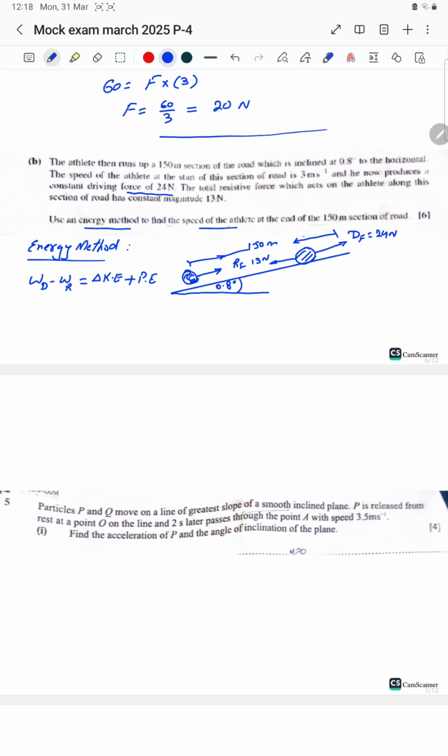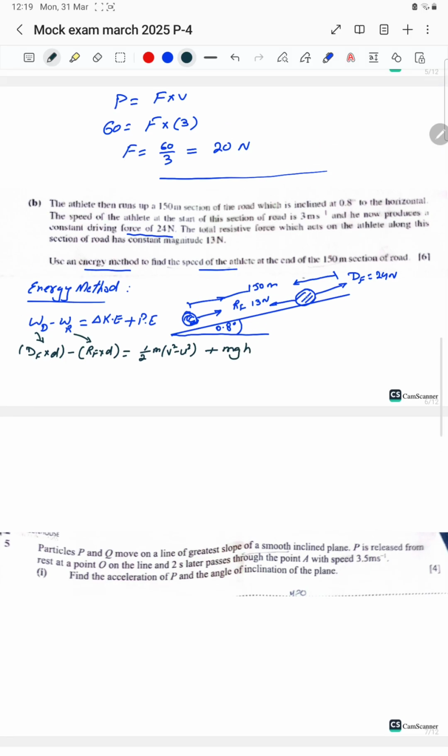So here we can apply this. Here we know the driven force multiplied by this distance will give you the work done by the driven force, because the distance is 150. The same goes with the resistive force multiplied by d, which will give you the work done. The change in kinetic energy is half m v square minus u square, plus mgh. And for h, the height, this is what we need to find.